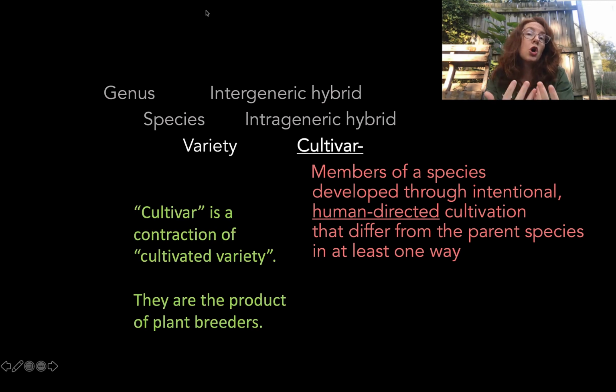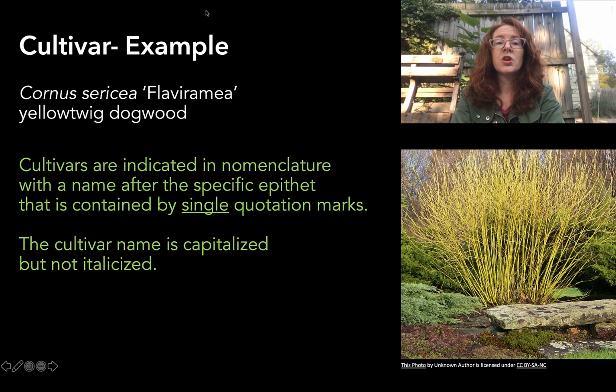So cultivar is a word that's a combination of two words, cultivated and variety. So cultivars are cultivated varieties, and again, these are the product of plant breeding, of plant breeders. They do not occur naturally in nature. So an example of a cultivar that we've already seen is Cornus sericea 'Flaviramea'. This is yellow twig dogwood.